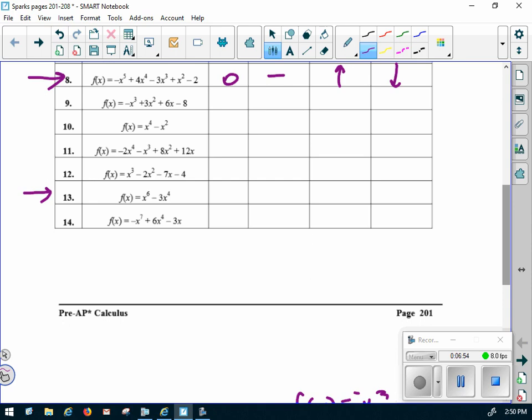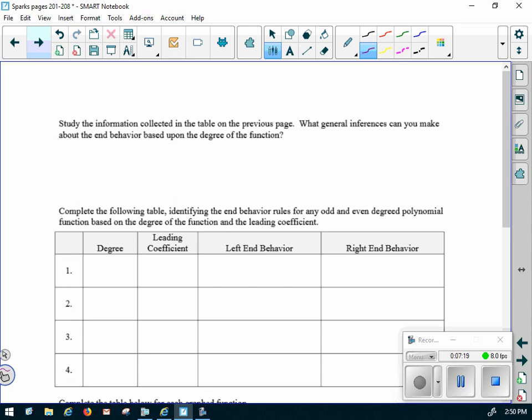Number 13. What's that one do? Let's see. Degree, even or odd? Leading coefficient? Do the ends do the same thing or different things? Same thing, which way, up or down? That's the front page. Dang, got that.